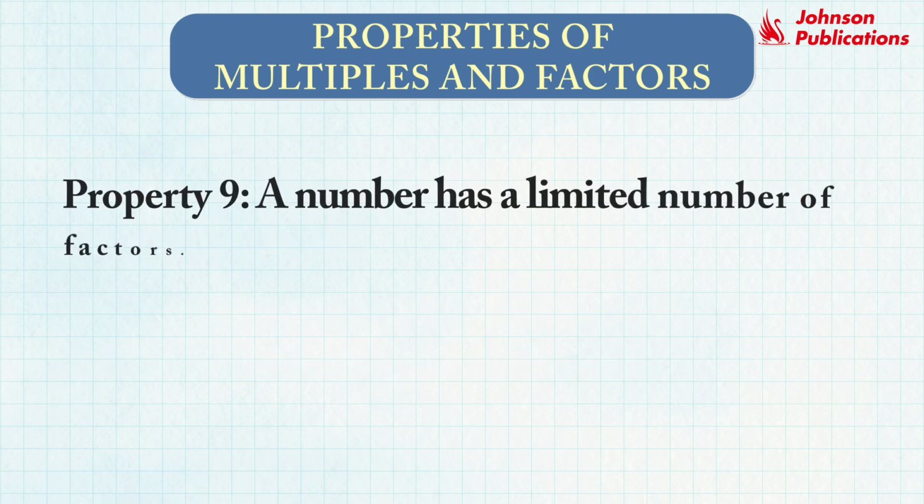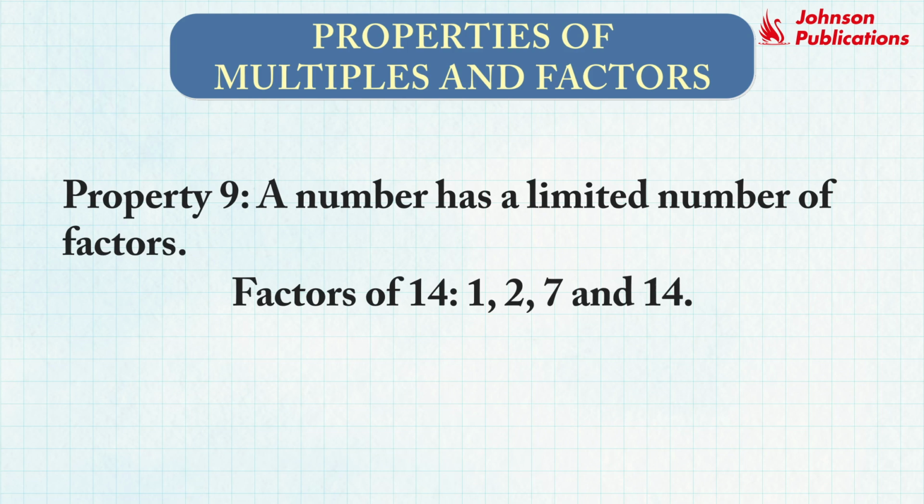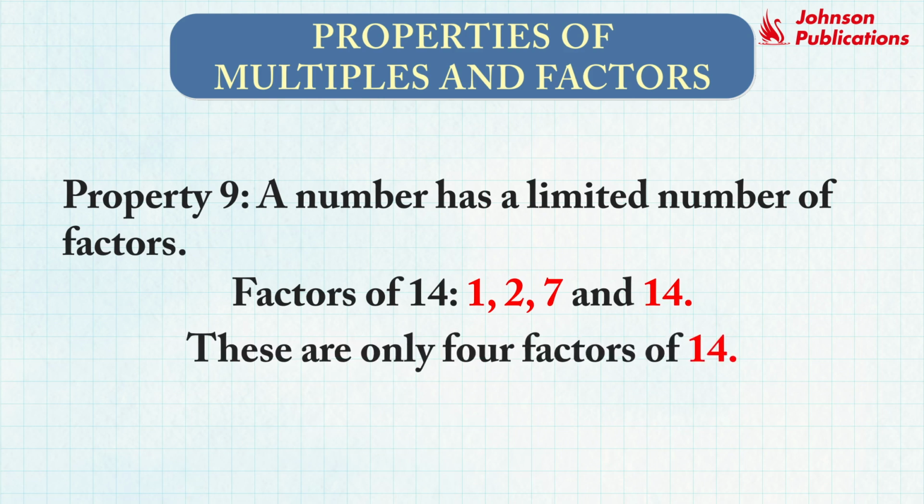Property 9. A number has a limited number of factors. For example, the factors of 14 are 1, 2, 7, and 14. These are only 4 factors of 14.